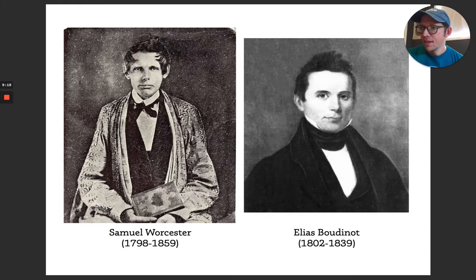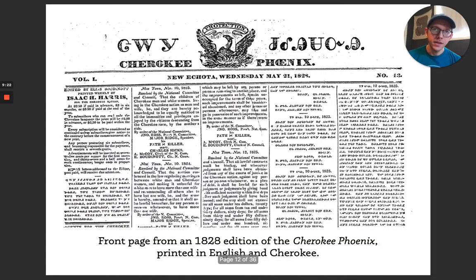Okay, so that same year, Boudinot worked with Worcester to print the Cherokee Phoenix. The Cherokee Phoenix was the first newspaper published by Native Americans in the United States, and it was the first published in a Native American language. So for a long time, it was printed in English and Cherokee side by side. This is kind of a rough scan to look at here, but you can see some Cherokee over here on the right side, and a little bit over here on the left too.